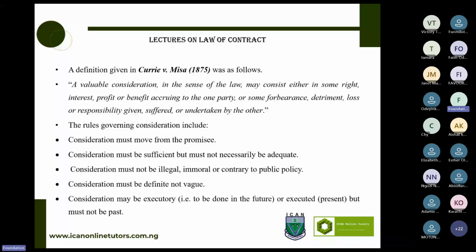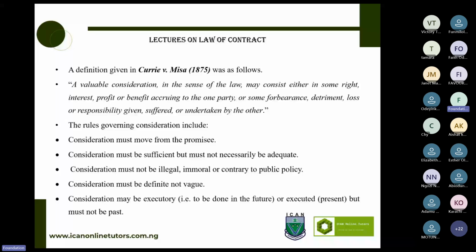Any question on consideration? So the beauty of business law, or how we teach it at ICAN online, is as much as possible to make you understand and not to cram, because there are a lot of things to learn. And for me, I make it more simple because it's something that we can all relate with, maybe at a bigger scale than one another.